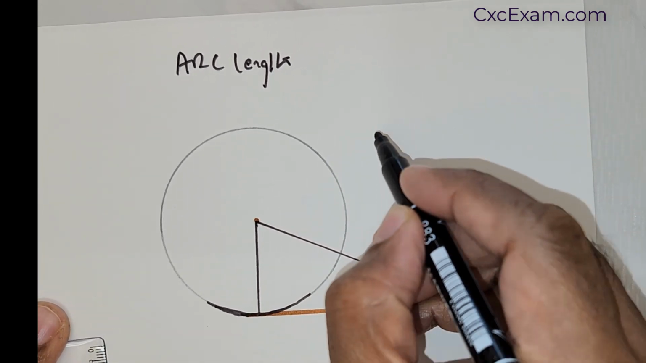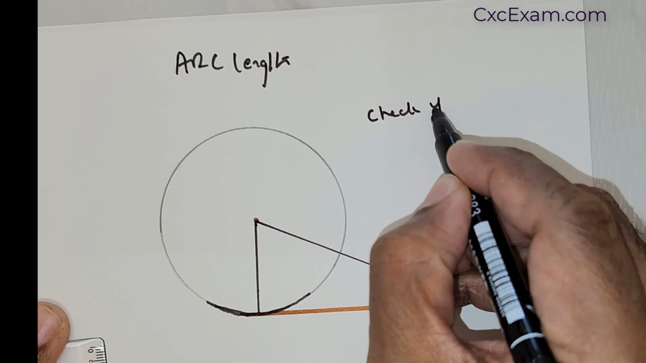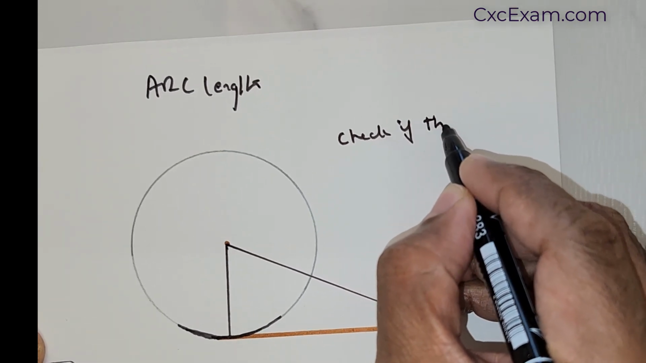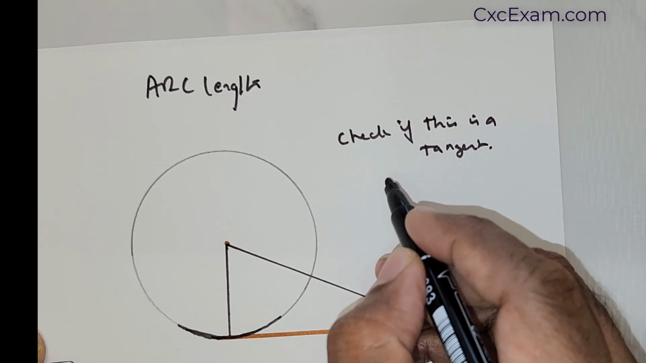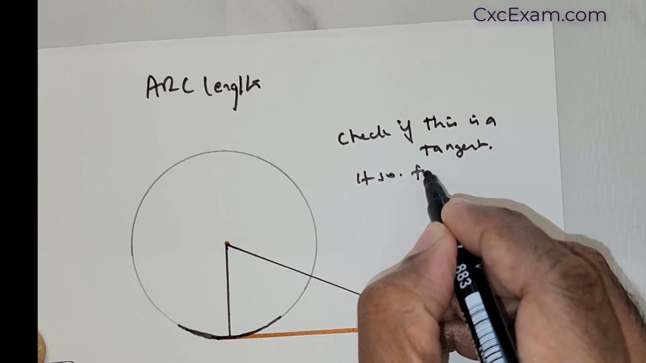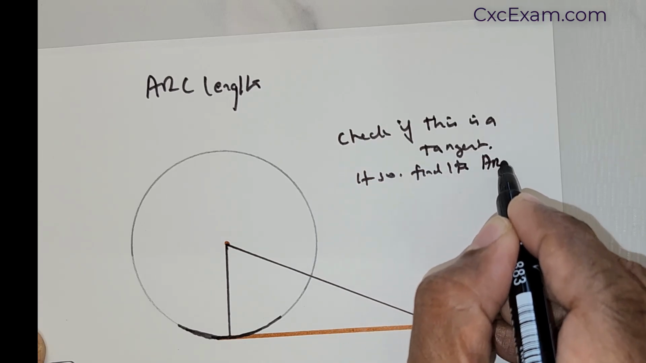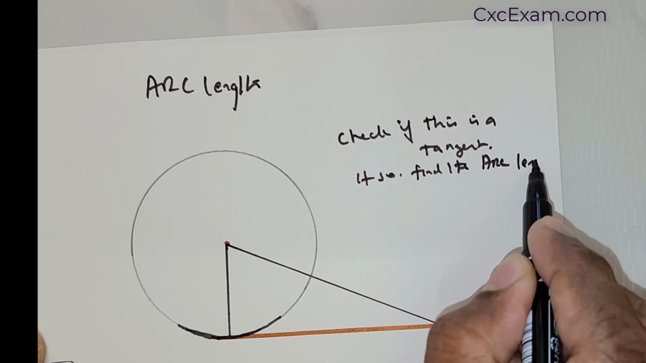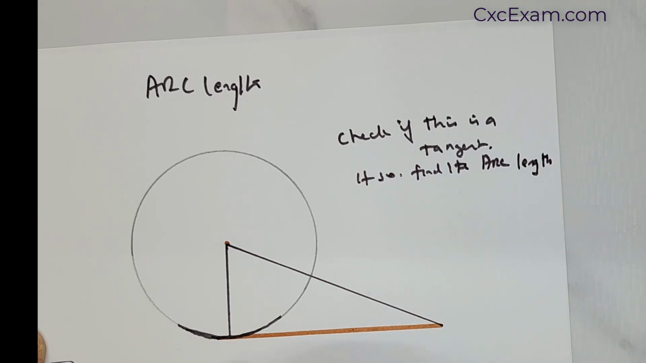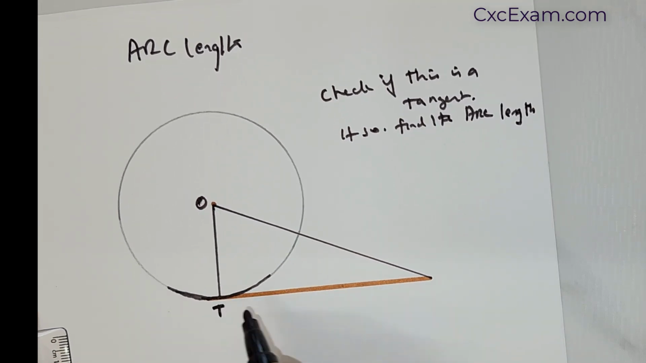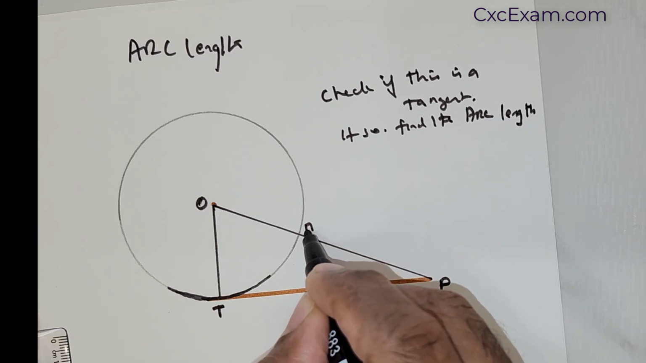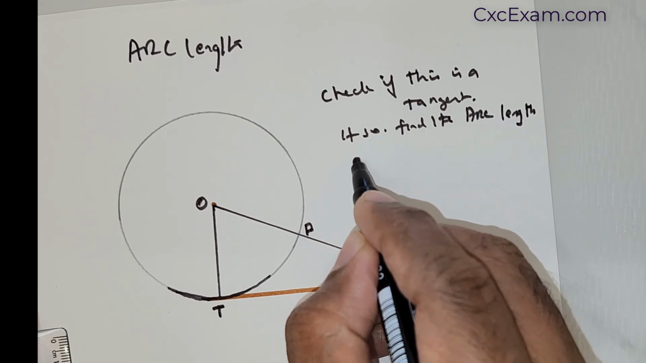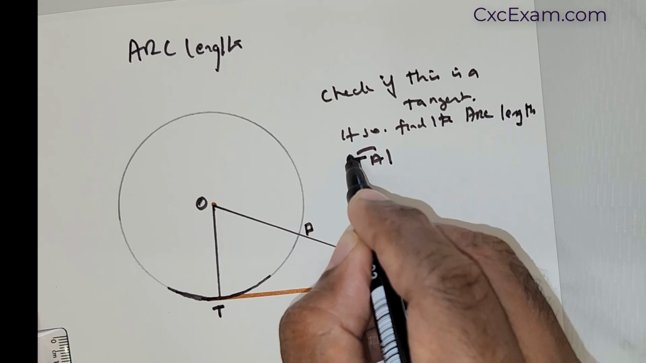And there are two questions here. Check if this is a tangent. If so, find the arc length. So I'm going to take this as O, this point as T, this point as P, and this point as A. So I'm going to say find the arc length dA.